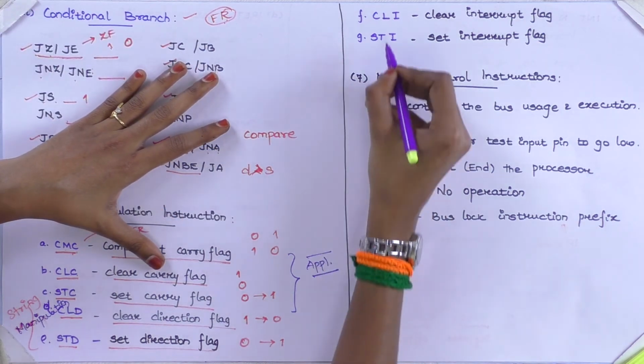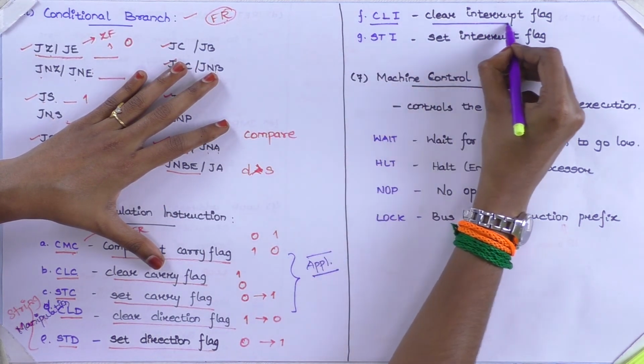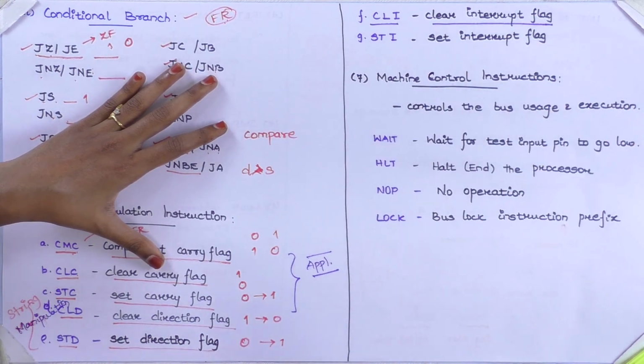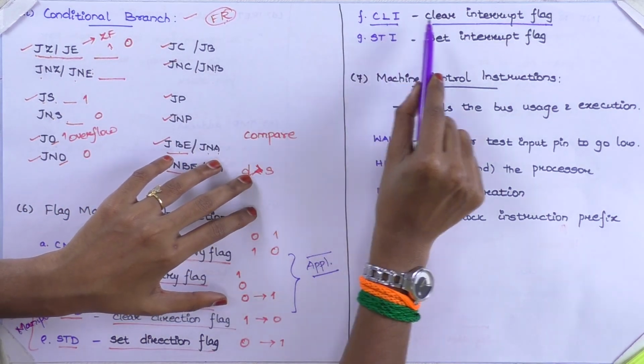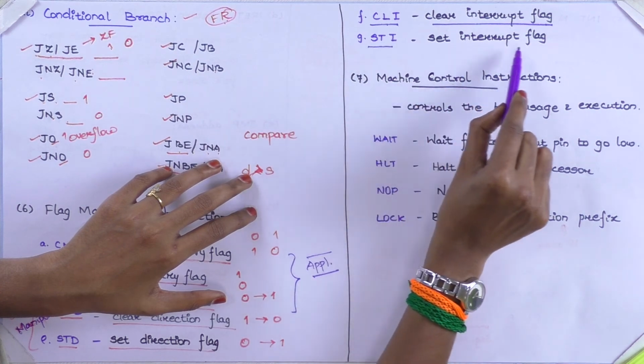So the next is CLI, clear interrupt flag. This interrupt flag is most important. If an interrupt occurs and you want your processor to jump to the subroutine to execute the subroutine program, your interrupt flag should be set. Unless your interrupt flag is set, your interrupt subroutine will not be executed. So to set and clear the interrupt flag, these two instructions are used. CLI is to clear the interrupt flag, STI is to set the interrupt flag.